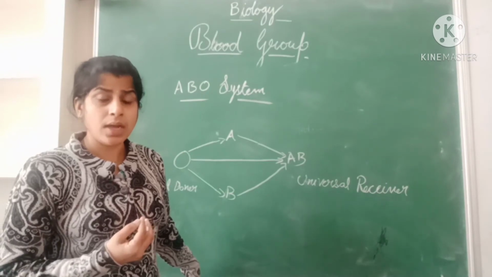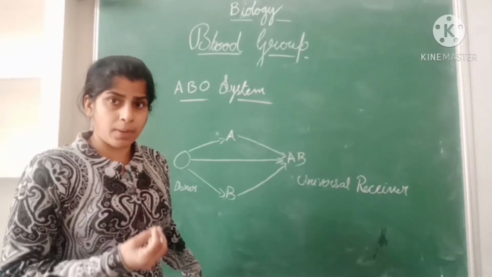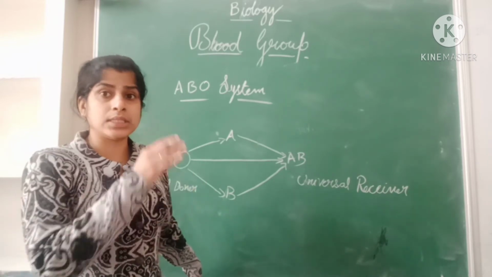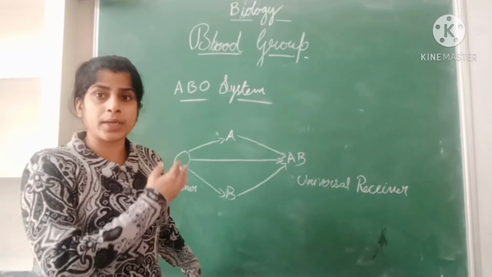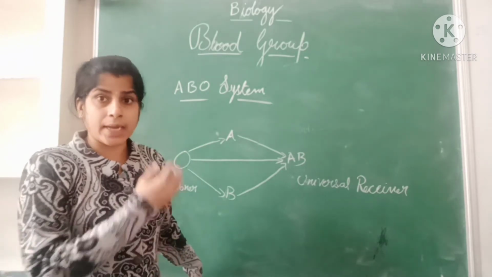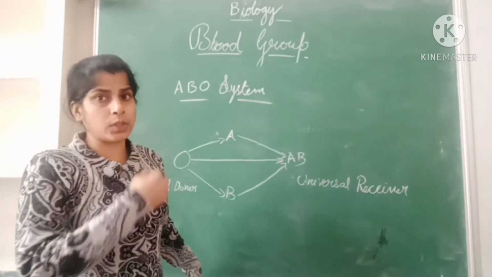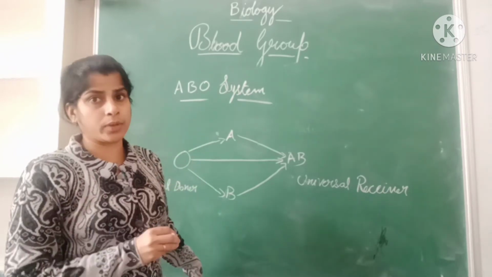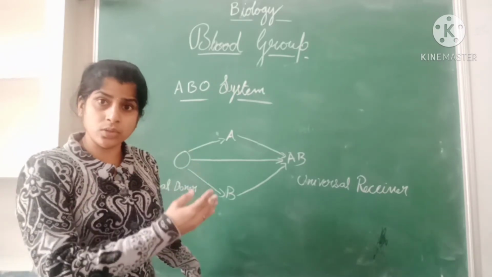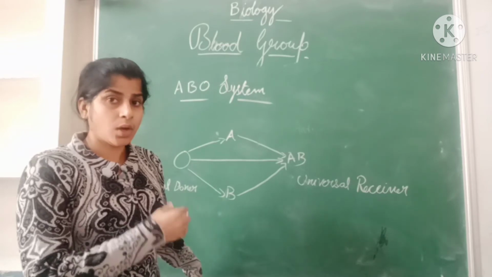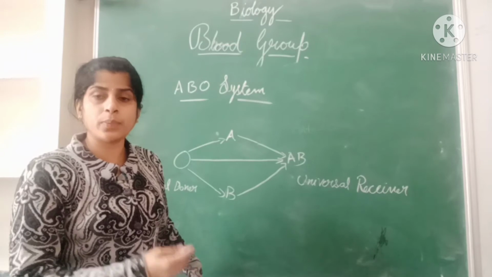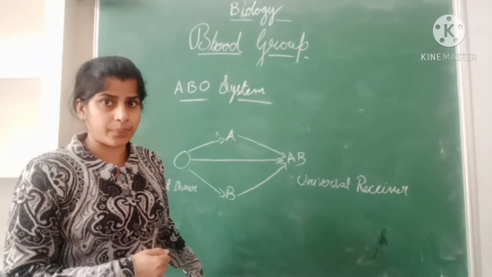In case of absence of this special protein, that is the negative blood group. Before donating blood, we have to check our blood group, and then only can we donate. A group can donate to AB group, B group can donate to AB group, AB group can donate only to AB group, and O group can donate to AB group. So AB group is a universal receiver.